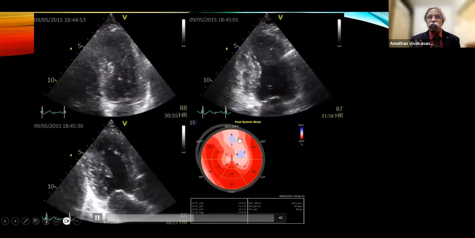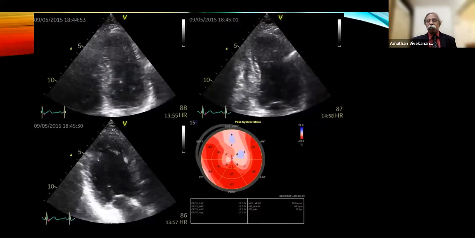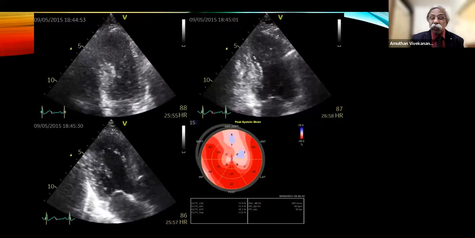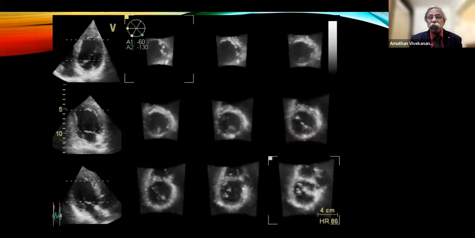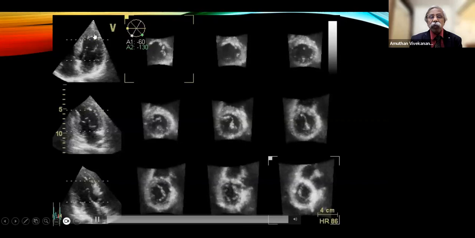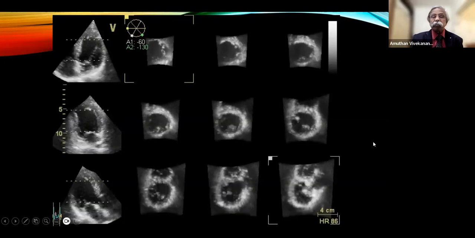You can see here, this rule applies for single vessel disease and for two vessel disease. It may be abnormal in patients with multiple vessel disease. So you can also use this 3D tomographic pattern, where you can have a cut from the LV apex to the base, nine segments.